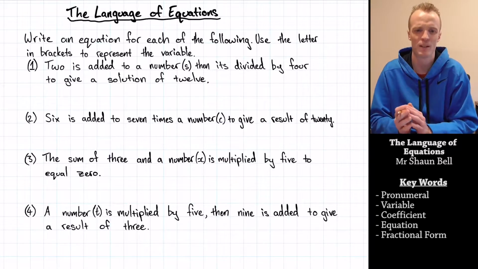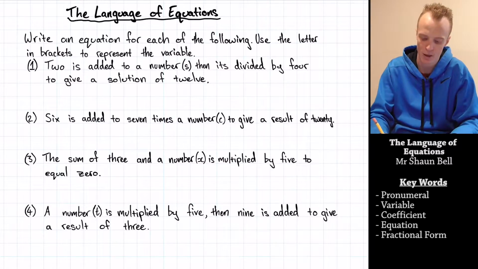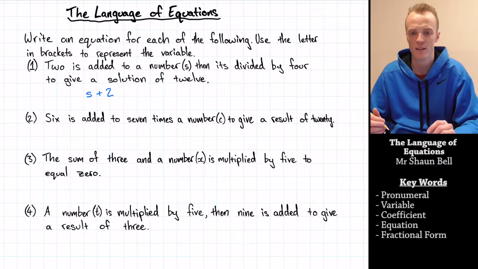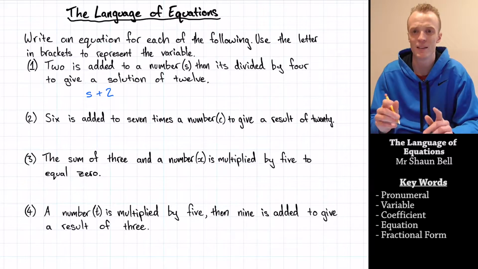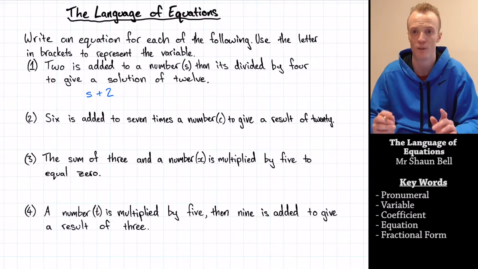Let's go step by step here. The first part is 2 is added to a number. So we've got our number S and we're adding 2 to it. After we've done this, we're going to divide by 4. Now it's very important that we must tell the person here that we're doing S plus 2 first.